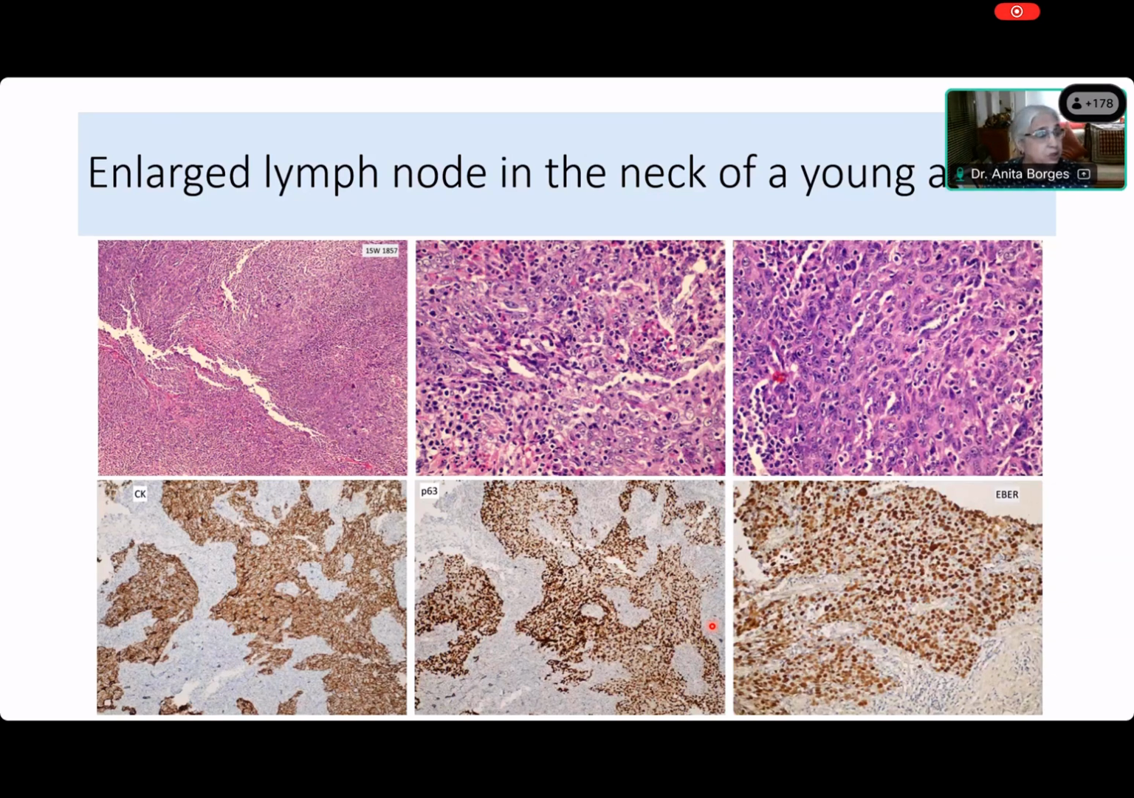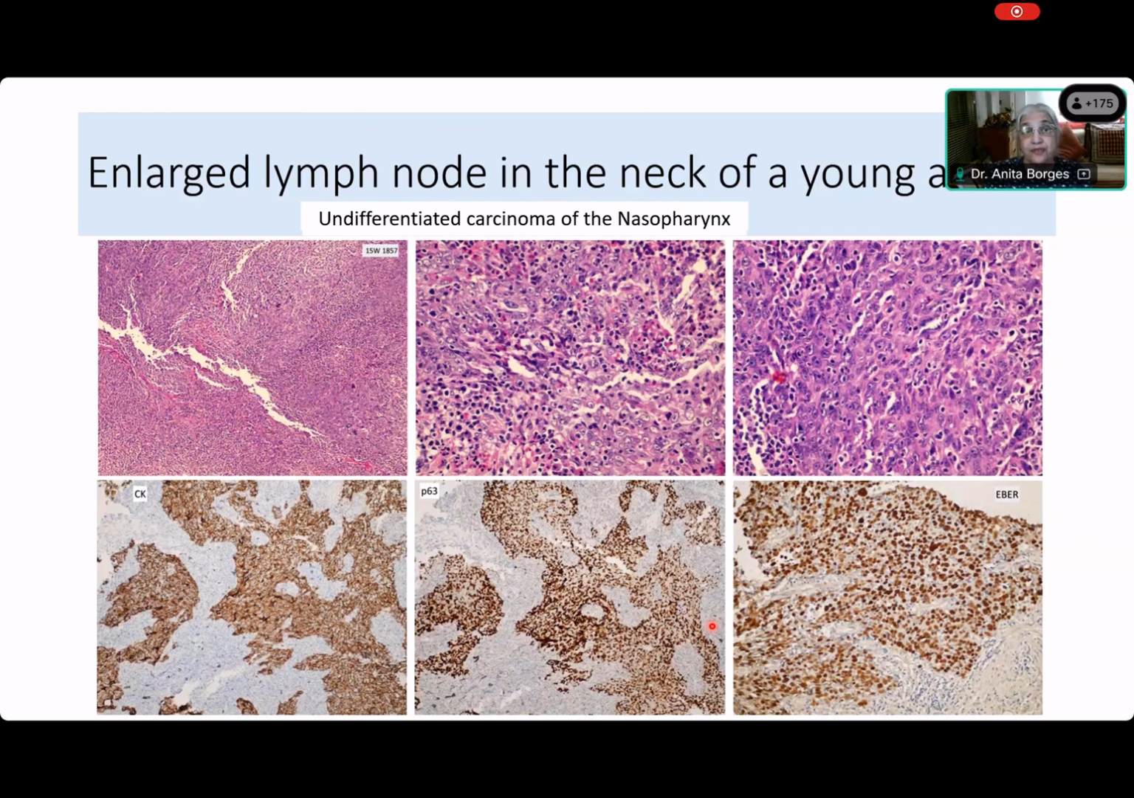It's basically in the squamous epithelium. But this is a poorly differentiated malignant tumor, which is expressing pancytokeratin, P63, and EBER. So what is that diagnosis? Yes, Aishwarya? Undifferentiated carcinoma of the nasopharynx. So NPC, as a lot of people are saying. Okay. So this is what this tumor is.